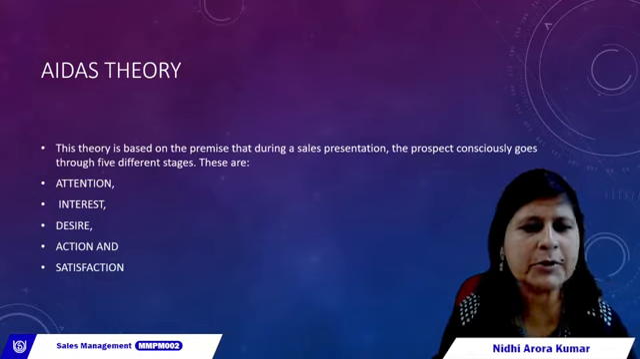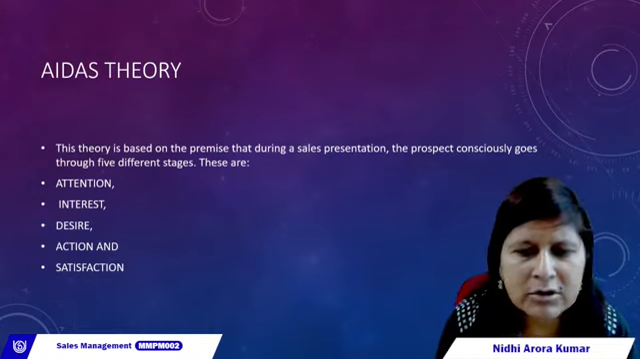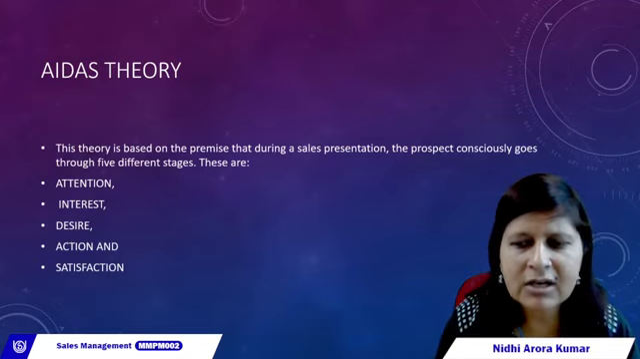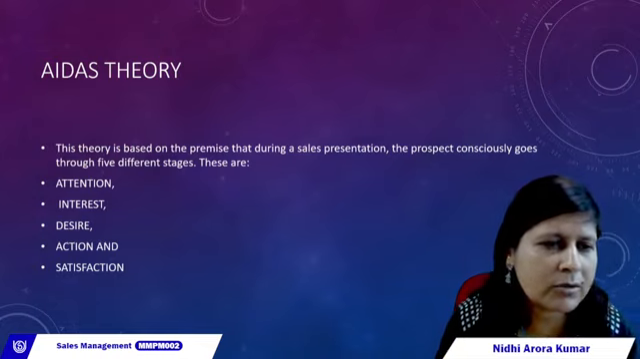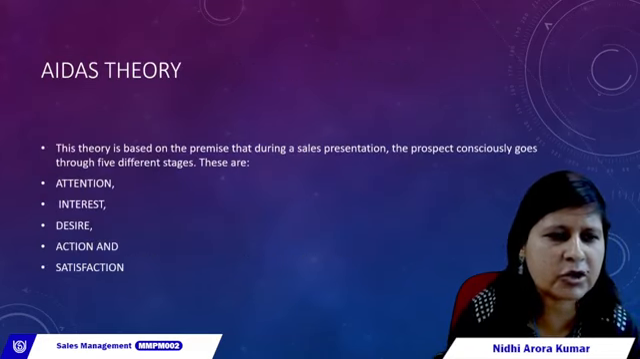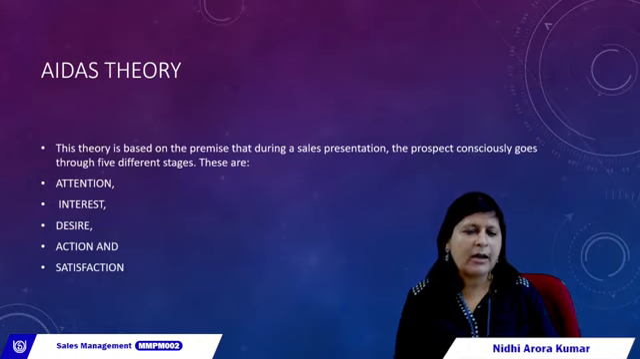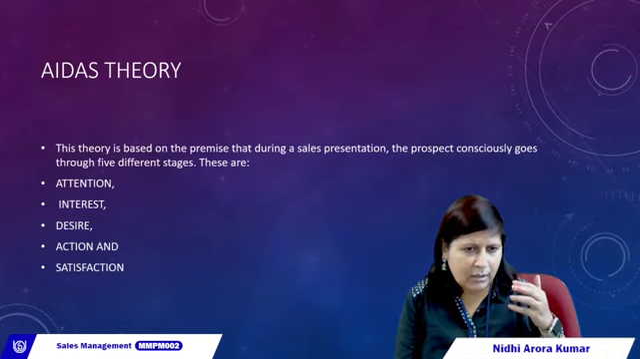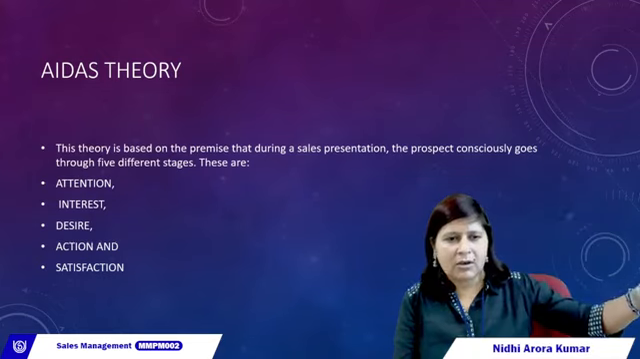According to this theory, when a salesperson is presenting or describing the product, that is, during the sales presentation, the prospect or potential customer consciously, not unconsciously, goes through five different stages. What are those five different stages? That is attention, interest, desire, action, and satisfaction. These are the five stages, right? Attention. For a salesperson, it is very important that he should grab the attention of the prospective consumer towards himself, towards his presentation, right, towards the organization or the product.